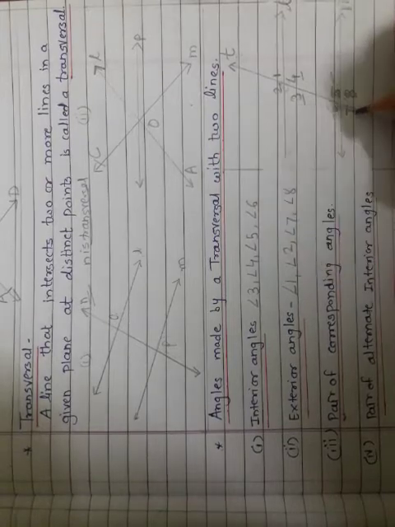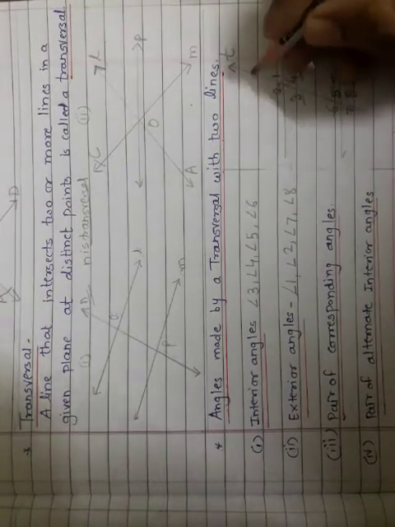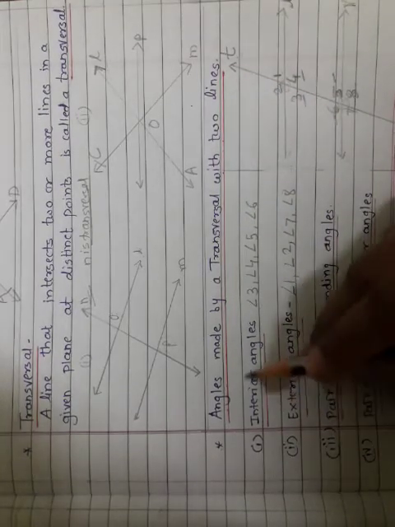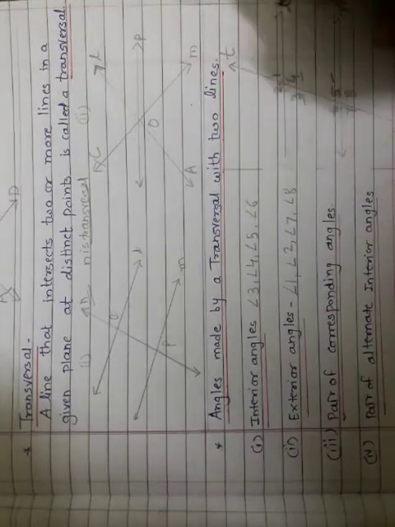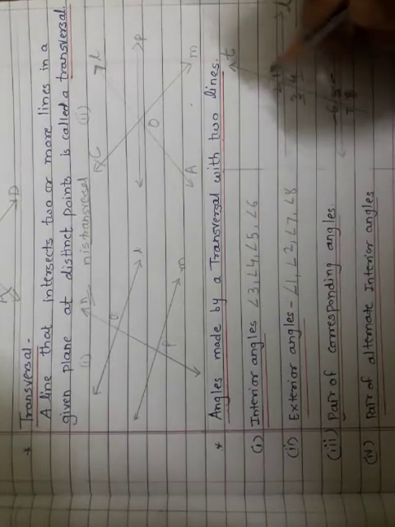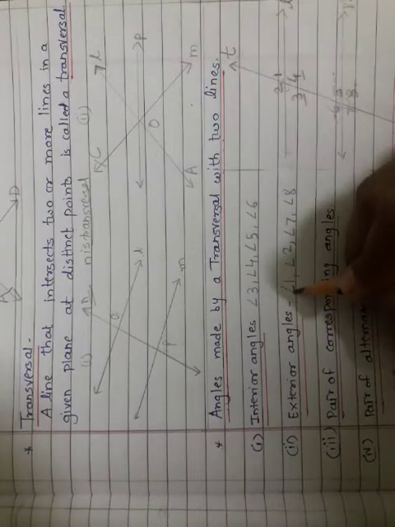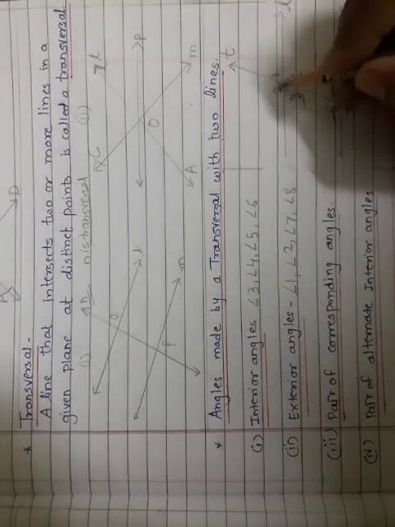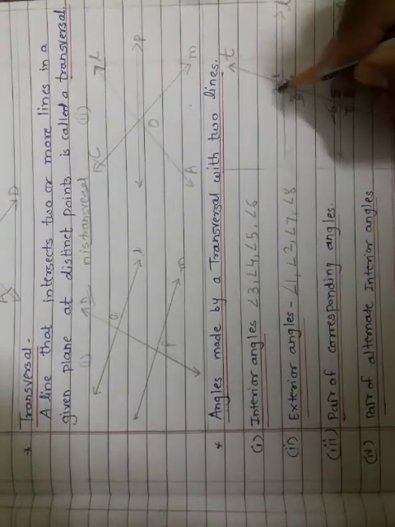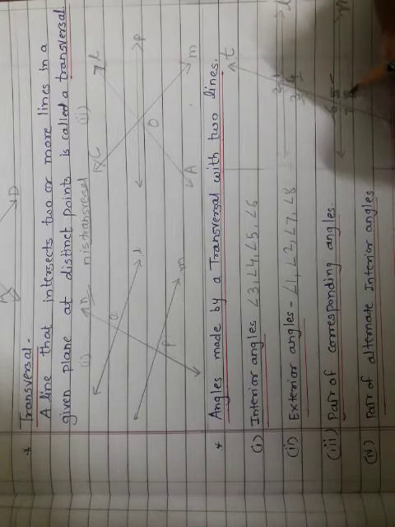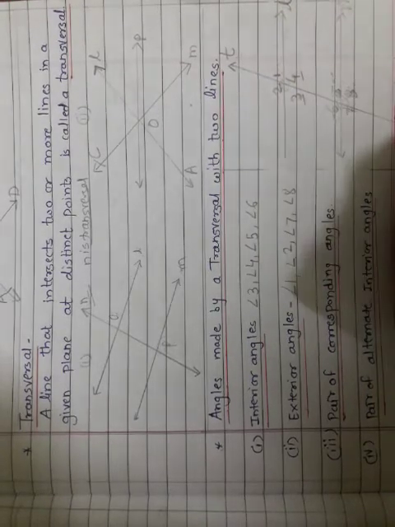These are the exterior angles. So why are they exterior angles? Because they are lying outside of L and M. So what is meant by interior? Interior means inside of lines L and M, and exterior means outside of lines L and M. Understood? So angle 1, angle 2, angle 7 and angle 8 are the exterior angles.